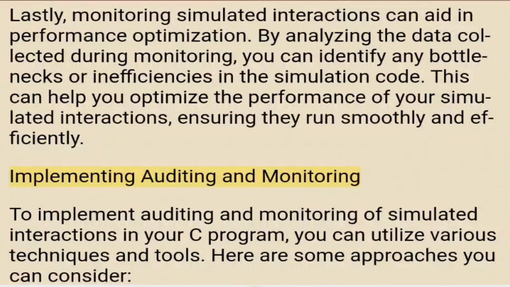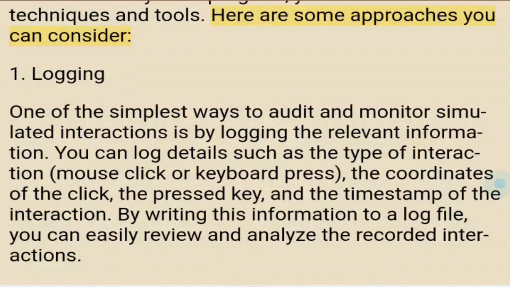Implementing auditing and monitoring. To implement auditing and monitoring of simulated interactions in your C program, you can utilize various techniques and tools. Here are some approaches you can consider. 1. Logging. One of the simplest ways to audit and monitor simulated interactions is by logging the relevant information. You can log details such as the type of interaction, mouse click or keyboard press, the coordinates of the click, the pressed key, and the timestamp of the interaction. By writing this information to a log file, you can easily review and analyze the recorded interactions.